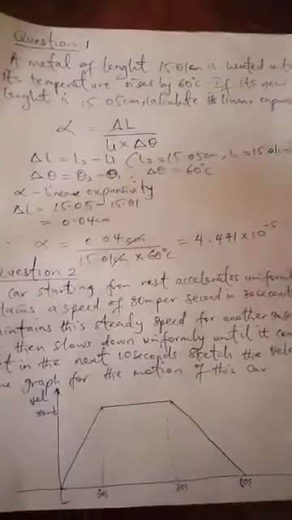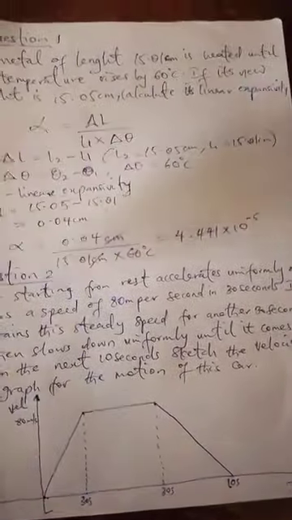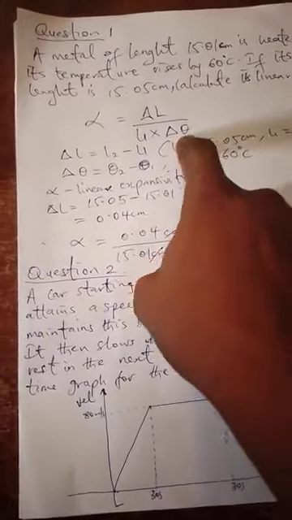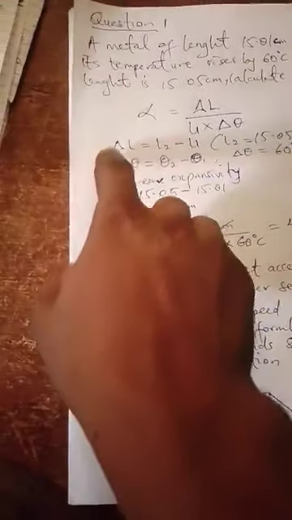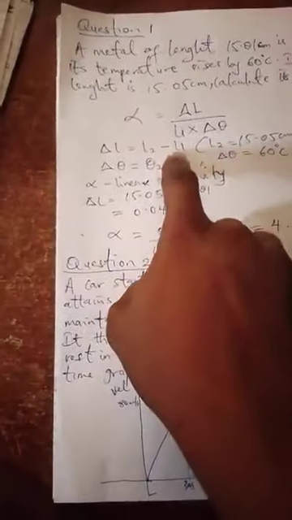The formula you are going to apply is linear expansivity, represented by alpha, equals change in length, all divided by initial length L1 multiplied by change in temperature. Now, change in length, remember, can also be broken down to final length minus the initial length, which is L2 minus L1.